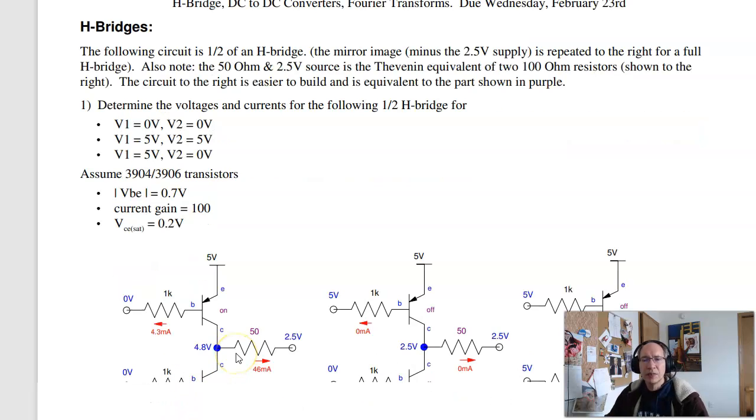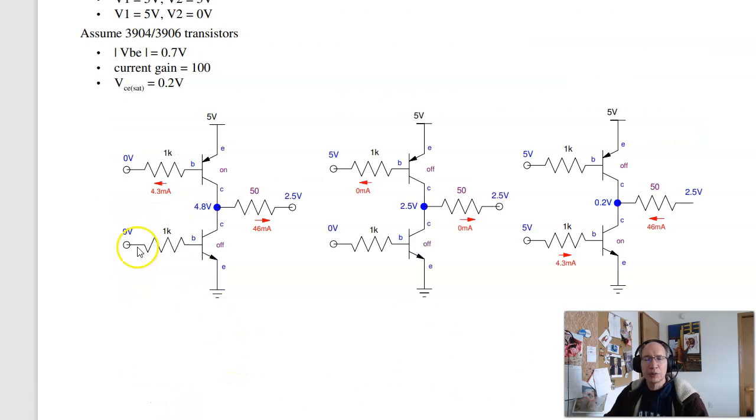It is to analyze by hand a half H bridge. So the PNP, NPN on the left side, then the mirror making the letter H. This is half an H bridge. So I have 50 ohms going to 2.5 volts, just so I can see what's happening.